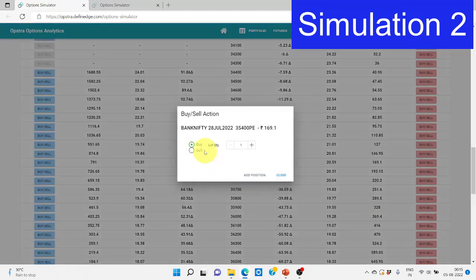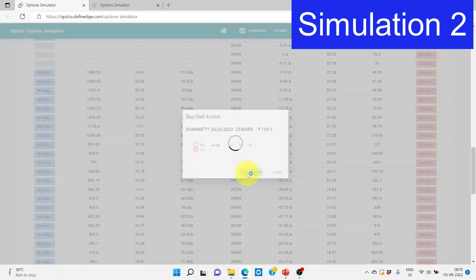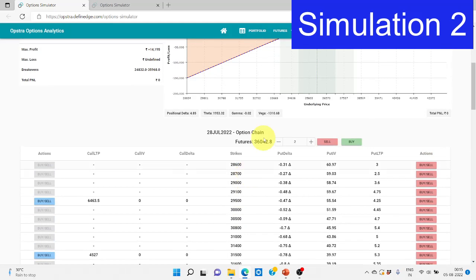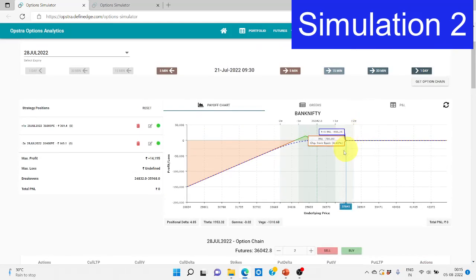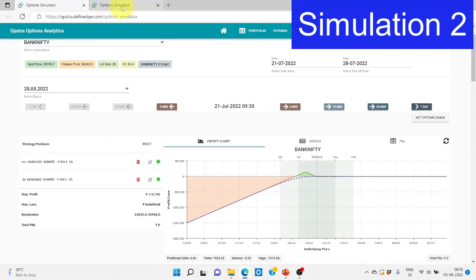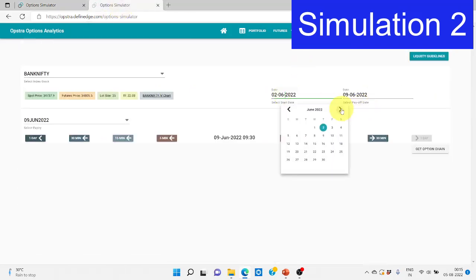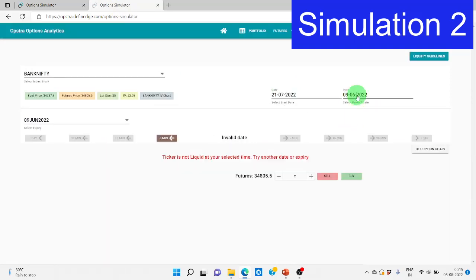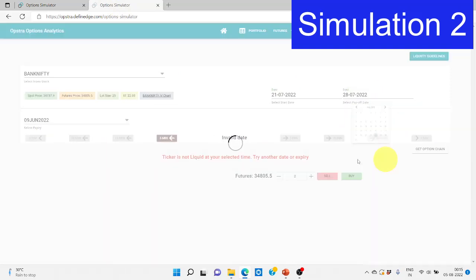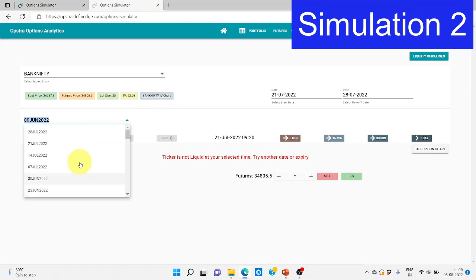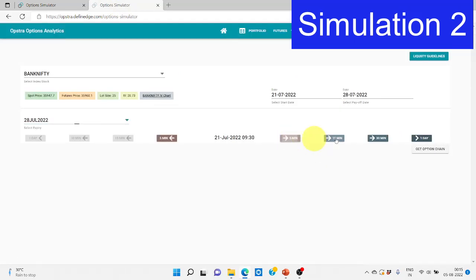We'll just check whether this is meeting our criteria. 169. Okay, 780. We can take this. This is 600 points only away from the ATM. Similarly, here you have to see 21st of July and 28th of July. And here it is again 28th of July.